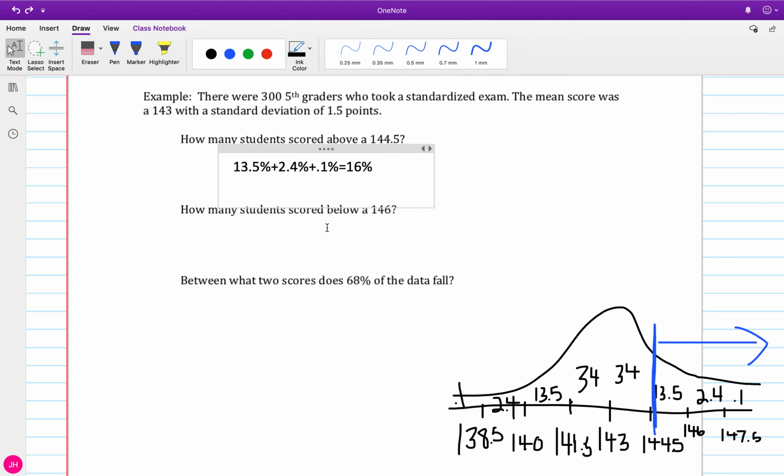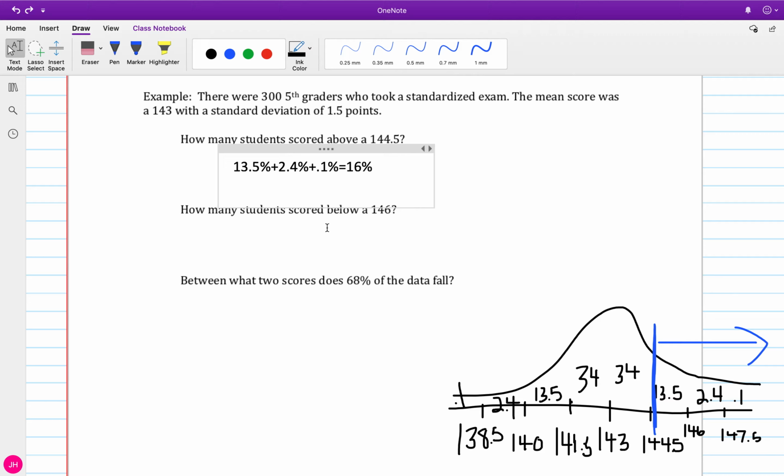Next, I want to know how many students scored below 146. So there's the line 146. I'm going to add going this way. Some people might think about a shortcut using 50%. That's completely fine to do that. If not, you can just add all these up. So 34% plus 34% plus 13.5% plus 2.4%. Oops, gotta put that plus in there. It's not going to calculate it for me. Plus 0.1%. And that's going to equal, well, I think I lost one in there.